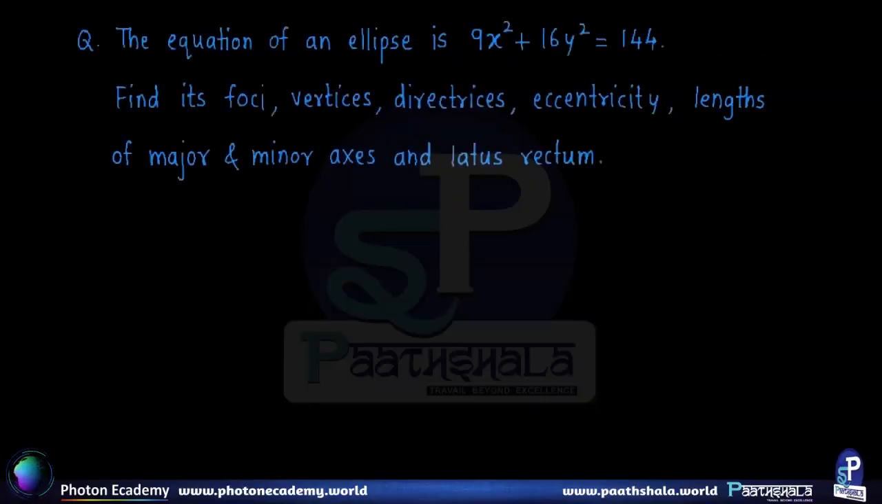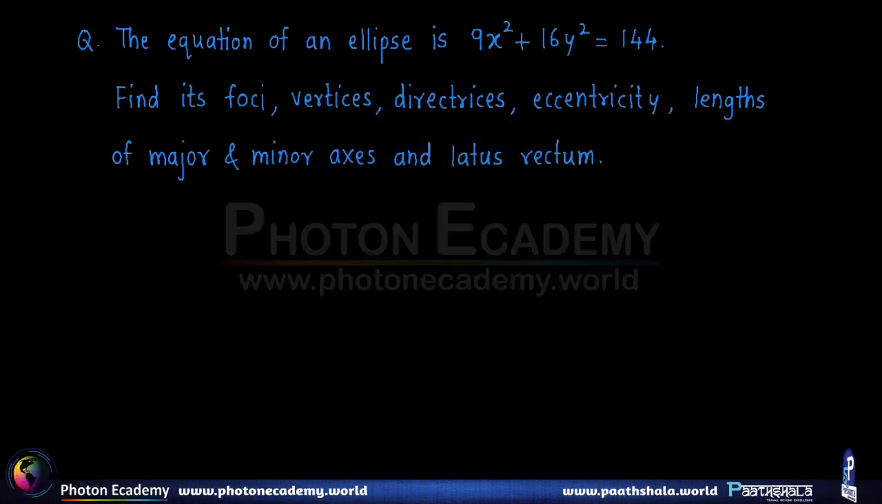Now let us solve one question based on finding out the different parameters of the given ellipse. Here the equation of an ellipse is given as 9x square plus 16y square equal to 144, and we have to find its foci, vertices, directrices, eccentricity, lengths of major and minor axis, and of latus rectum. Alright, so let us begin with the equation.